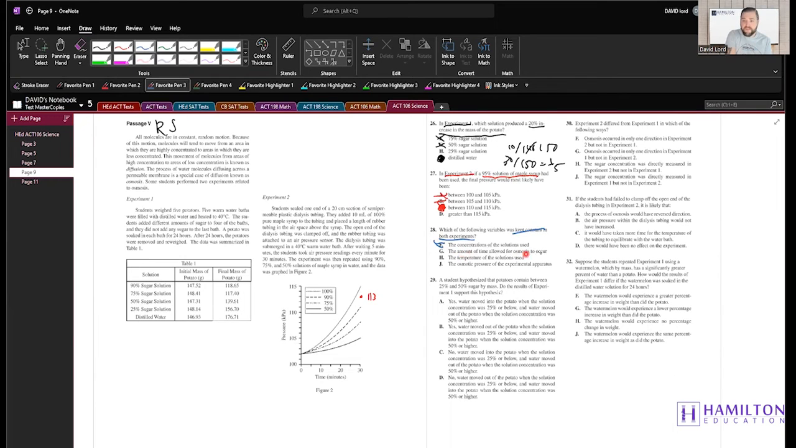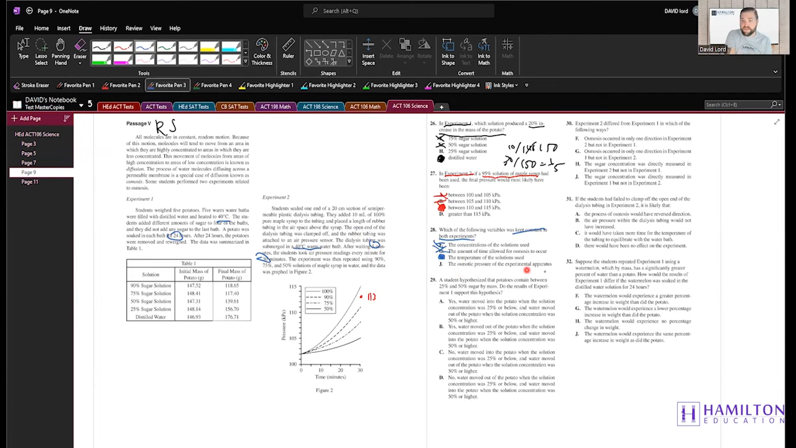The amount of time allowed for osmosis to occur. This was 24 hours here, whereas this was 5 minutes and 30 minutes. So we can cross that off. The temperature of the solutions used. This says 40 degrees Celsius, and this also says 40 degrees Celsius. Well, that looks pretty good.